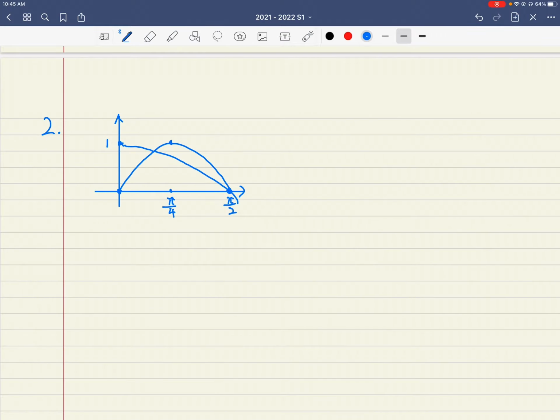Then what? So this is sine. Let me use a black line. So this is sine, y is equal to sine 2x, and this is cosine, y is equal to cosine x. Then what is the region bounded between them? So this is the region.